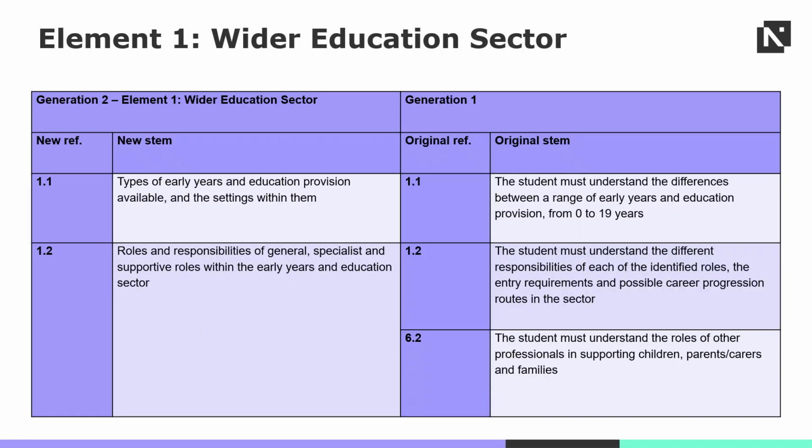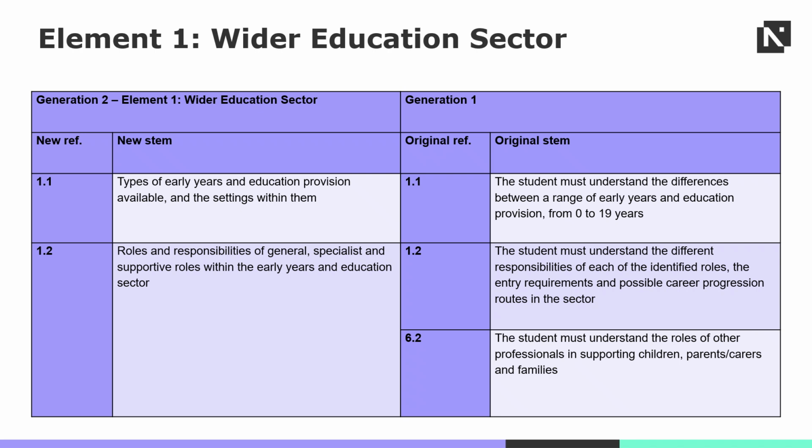These next few slides demonstrate how the 12 elements from the Generation 1 specification have been merged, moved or aligned to the new Generation 2 specification. This may be useful in supporting you with planning and schemes of work.